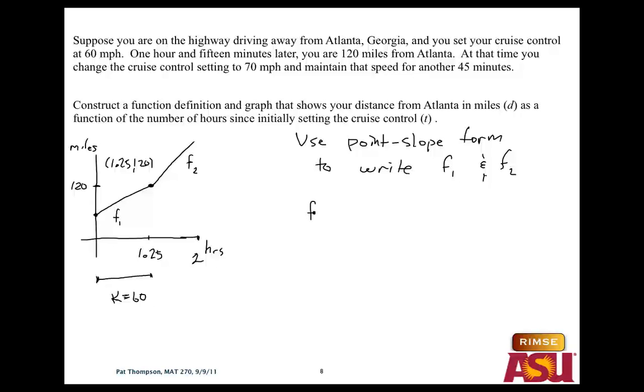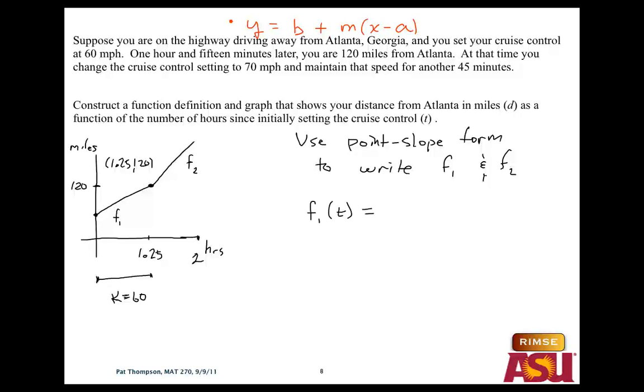So F1 of t. y minus 120 equals 60 times x minus 1.25? Let's get that. What is the point slope form? y equals b plus.